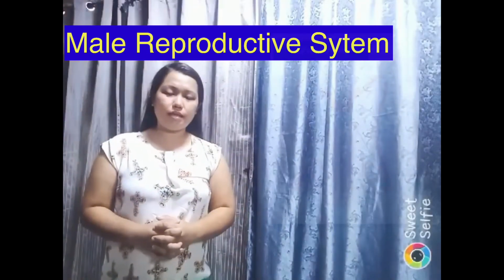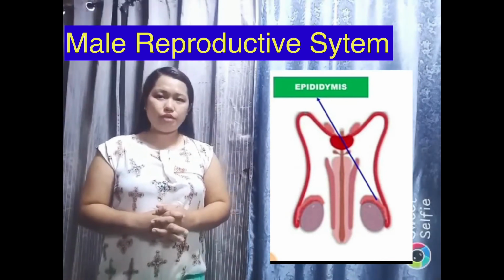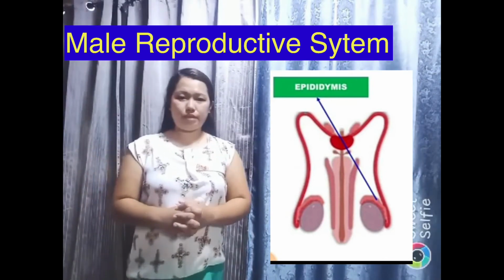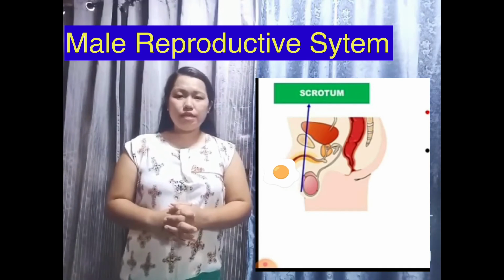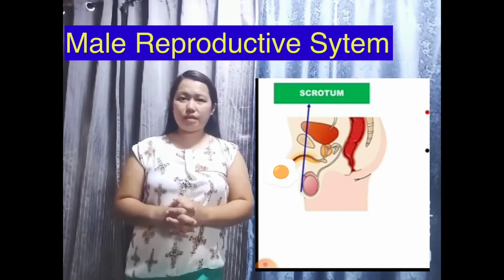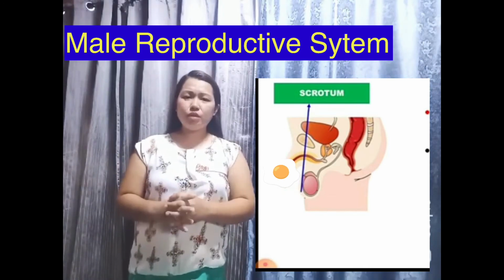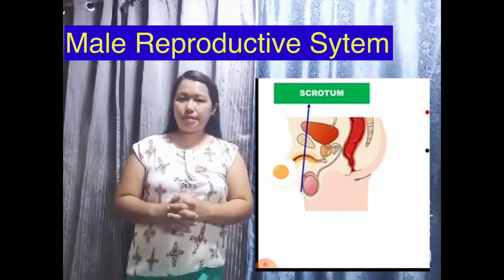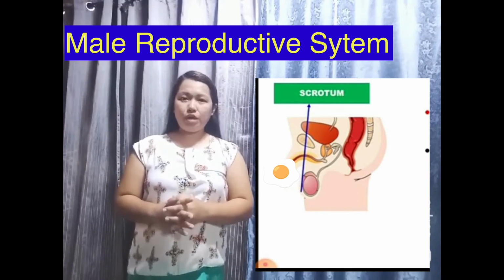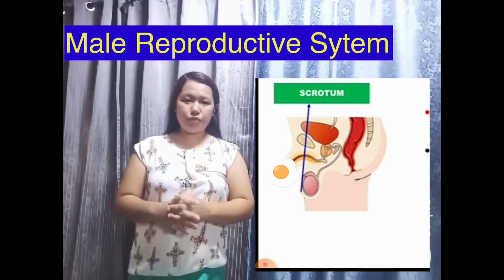Next is the epididymis. It is a narrow, coiled tube that stores the sperm cells. Next is the scrotum. It is a pair of pouches like socks that contain the testes. It also controls the testes temperature because it must be slightly cooler than the body to produce sperm cells.